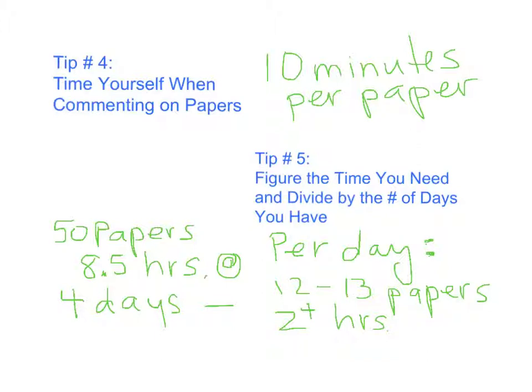Tip number 5 is to figure out the time you need for the total number of papers you have to grade and divide that by the number of days you have available for grading. So for instance, if you have 50 papers, it's going to take you about 8.5 hours to grade them. If you've got 4 days to spread that out over, you're going to grade about 12 to 13 papers, spending a little over 2 hours per day doing that.